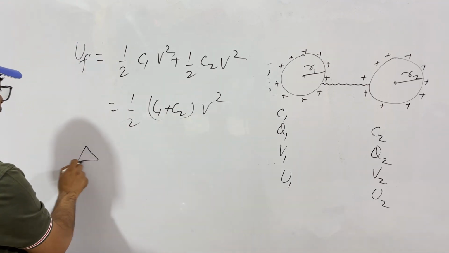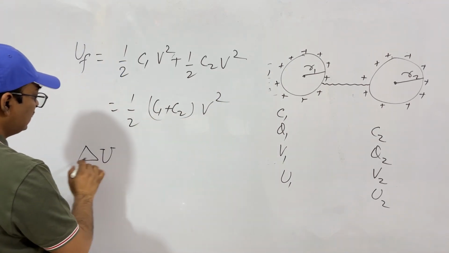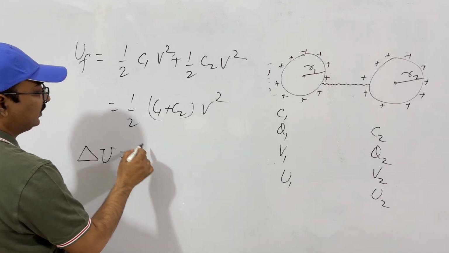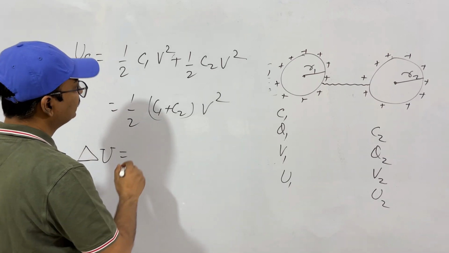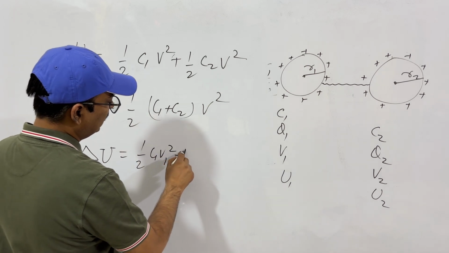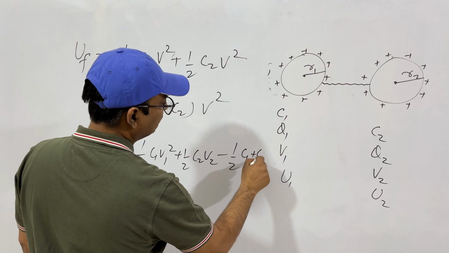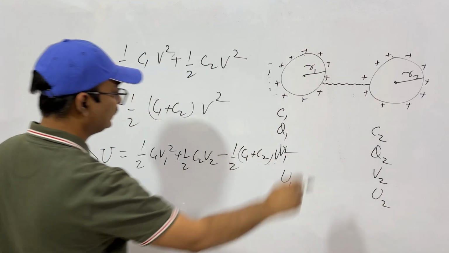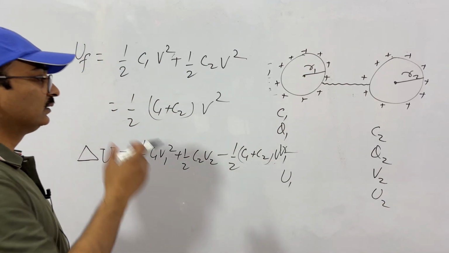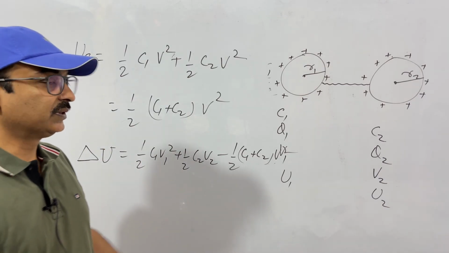Okay. So if you want to know the difference of energy when we connected them, it will be U initial minus U final. So you can write half C1 V1 square plus half C2 V2 square minus half C1 plus C2 V square. Okay. So these are a few relations between different variables that you can use when solving problems.